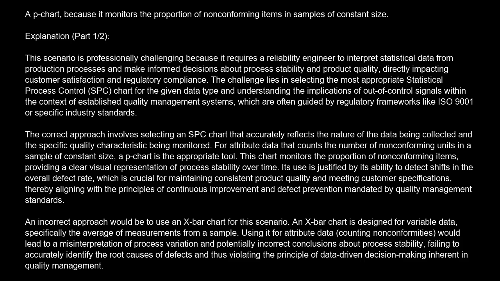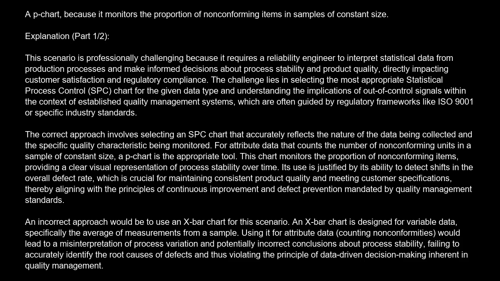The correct approach involves selecting an SPC chart that accurately reflects the nature of the data being collected and the specific quality characteristic being monitored. For attribute data that counts the number of nonconforming units in a sample of constant size, a P chart is the appropriate tool. This chart monitors the proportion of nonconforming items, providing a clear visual representation of process stability over time. Its use is justified by its ability to detect shifts in the overall defect rate, which is crucial for maintaining consistent product quality and meeting customer specifications, thereby aligning with the principles of continuous improvement and defect prevention mandated by quality management standards.